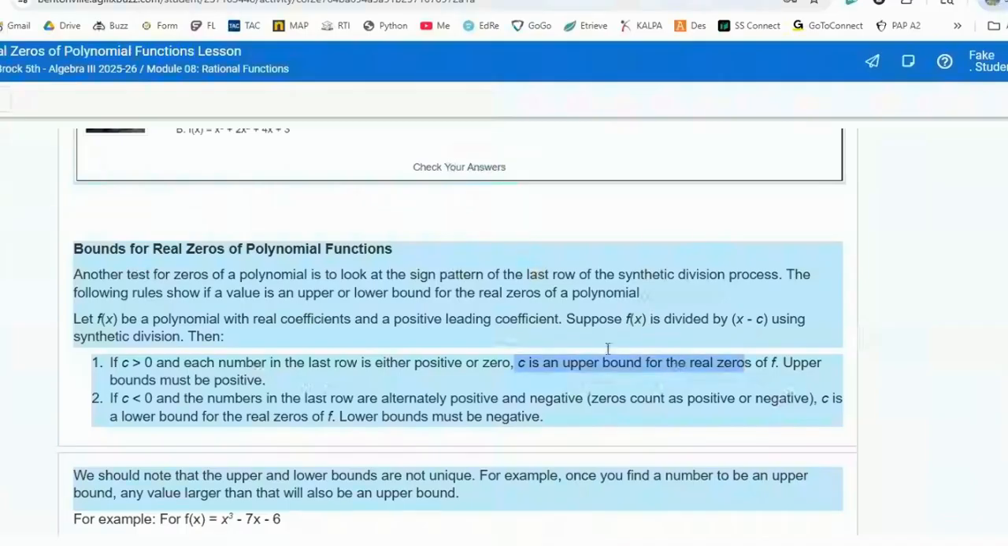Now let's look at the other part of it. If c is less than 0 and the numbers in the last row alternate positive and negative, 0 can count as either one, then that is the lower bound.